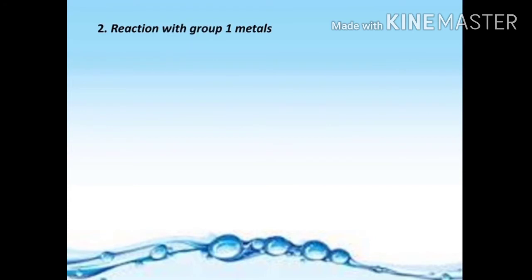Next chemical property, reaction with group 1 metals. Group 1 metals, otherwise known as alkali metals, are normally highly reactive. So, highly reactive alkali metals react with water to produce hydrogen gas, leaving an alkali solution. For example, sodium metal reacts with water to produce NaOH solution. At the same time, hydrogen gas is evolved.